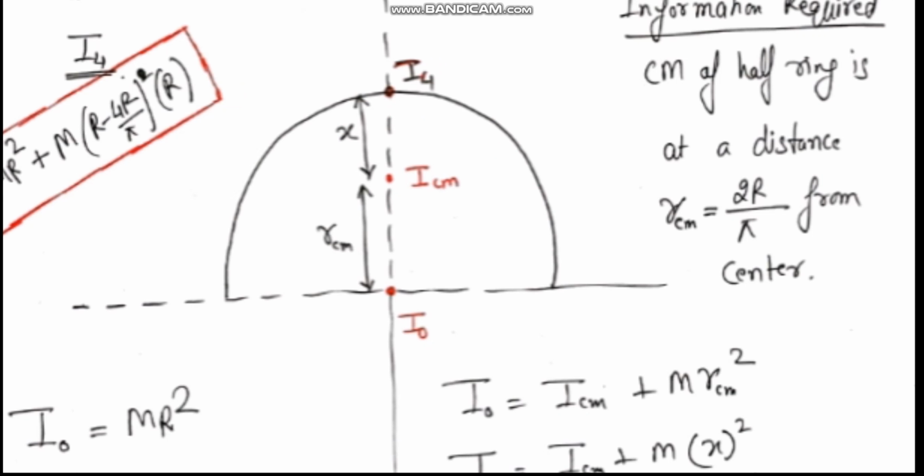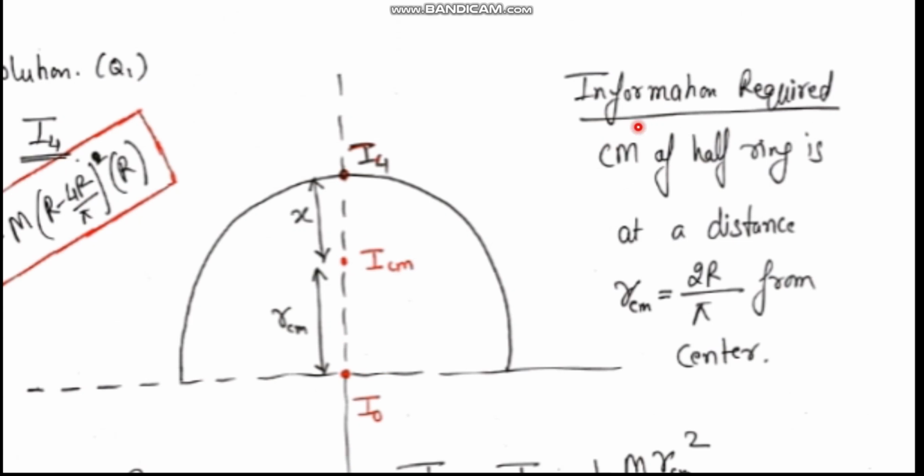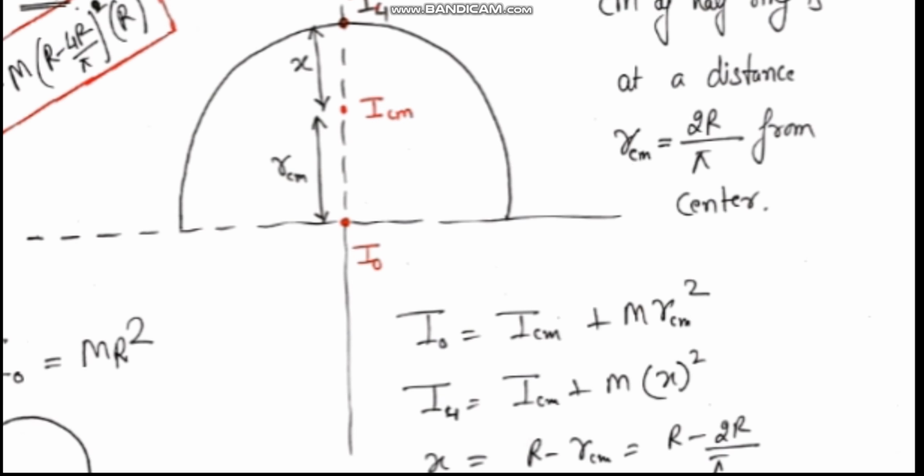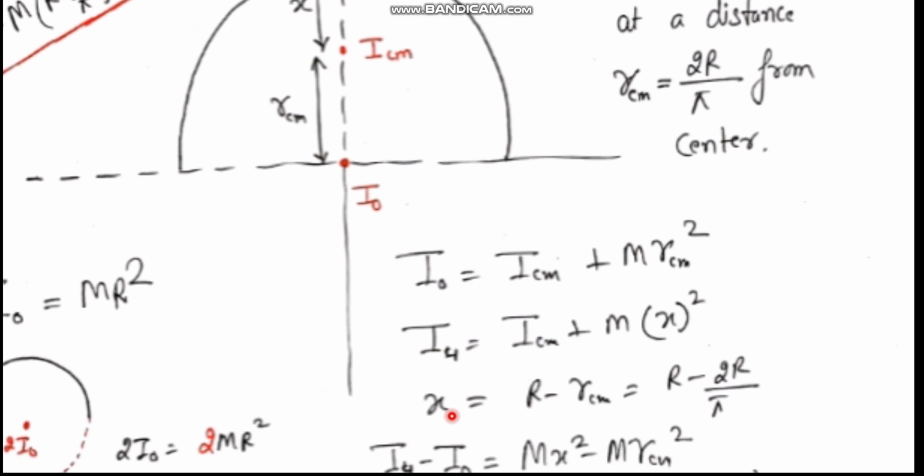You need to have this information beforehand. The center of mass of a half ring is at a distance 2r by pi from the center. That means this distance is known to be 2r by pi. This calculation has been done in the chapter of center of mass. So I presume that you know this result, or you may note this down in the notebook. Now for this ring, I have to find I4. I suppose ICM is here at a distance x. This distance I know is 2r by pi, and this whole radius is capital R. So I can write x as r minus RCM, where RCM is 2r by pi.